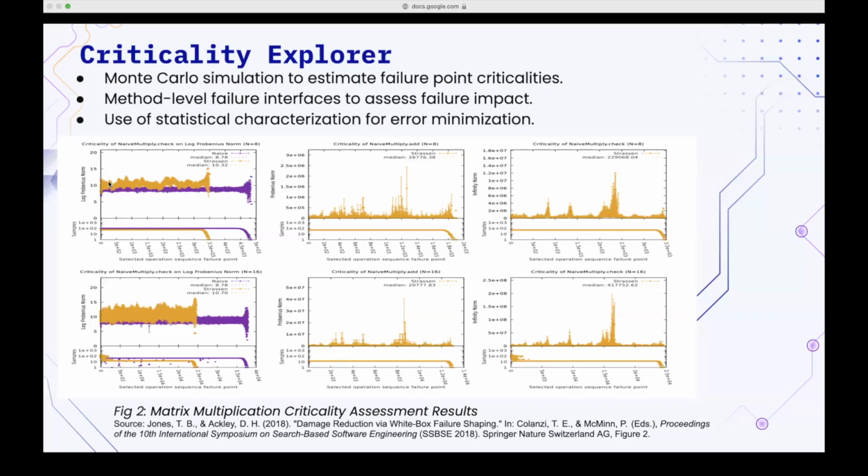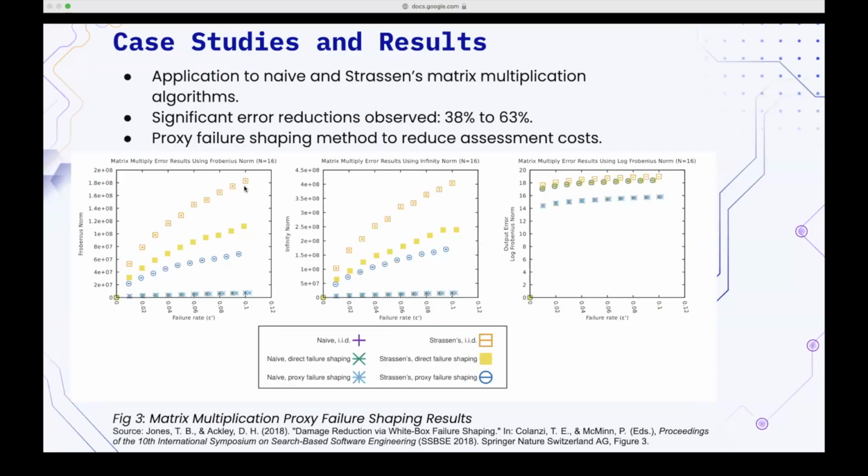And another interesting thing is that the naive algorithm is basically unstructured. So it is very flat and there are no peaks basically. So it indicates that for the naive algorithm, the criticality scores are relatively uniform. And in Strassen's algorithm, there are more significant spikes. Moving on to the case studies and the results.